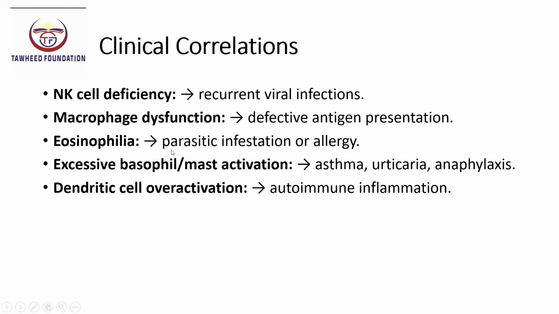Clinical correlation: NK cell deficiency causes recurrent viral infection. Macrophage dysfunction leads to defective antigen presentation and immune compromise. Eosinophilia indicates parasitic infection or allergy. Excessive basophil and mast cell activation causes asthma, urticaria, and anaphylaxis. Dendritic cell overactivation leads to autoimmune inflammation. This correlation demonstrates the clinical significance of innate immune cells and their role in disease pathogenesis.